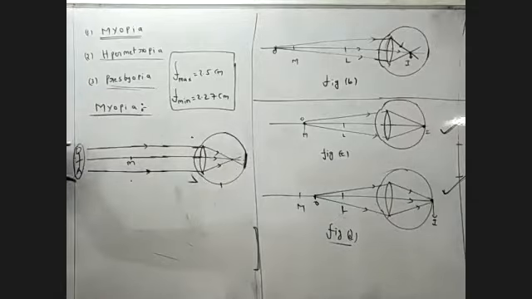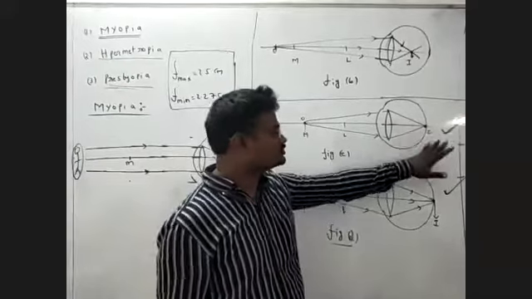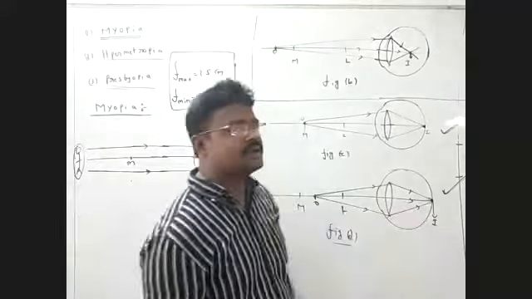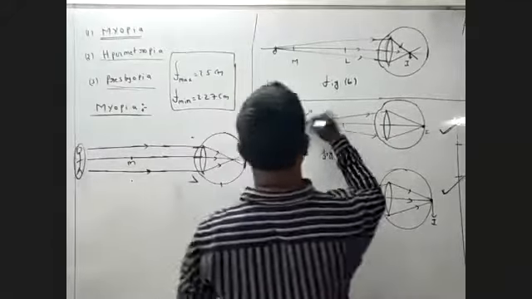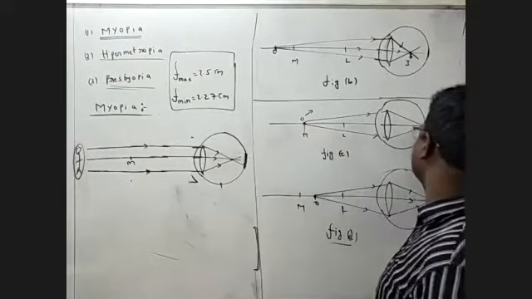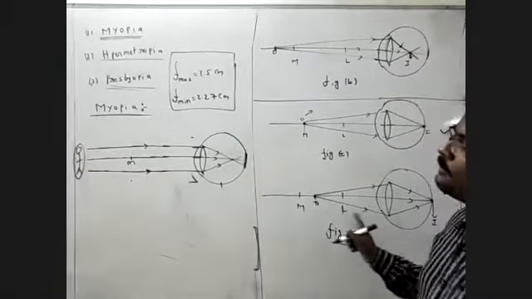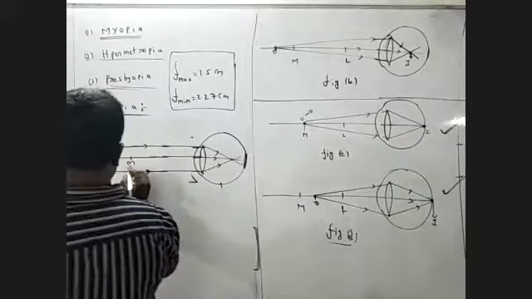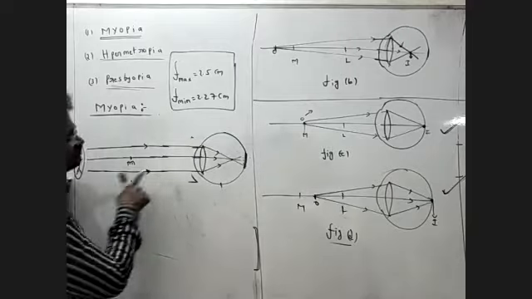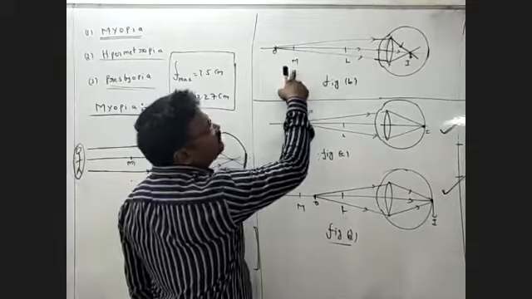For example, the object is placed on M. The image is formed on the retina. There is no problem. The object placed between M and R, or on M, or between M and L, causes no problem. But if the object is placed behind the M point, we have the problem.